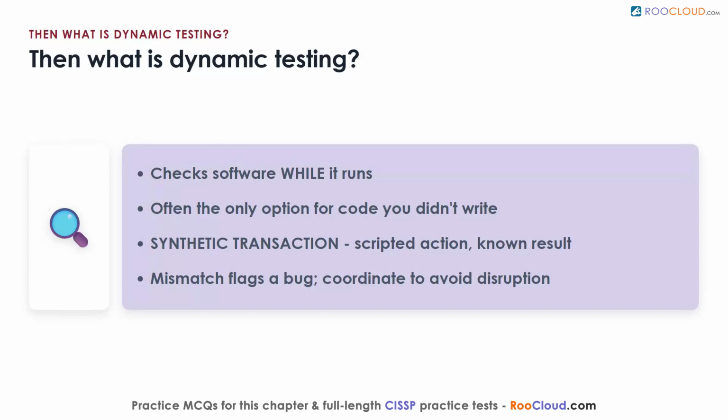Then what is dynamic testing? It is the opposite, checking software while it runs. Dynamic analysis evaluates the application live in a runtime environment, which is often your only option when you did not write the code yourself. A common example is a web scanner probing a running application for injection or scripting flaws. One powerful technique is the synthetic transaction, a scripted action with a known expected result. You run it, compare the output to what you expected, and any mismatch flags a possible bug. Just coordinate carefully, so live testing never disrupts real users.